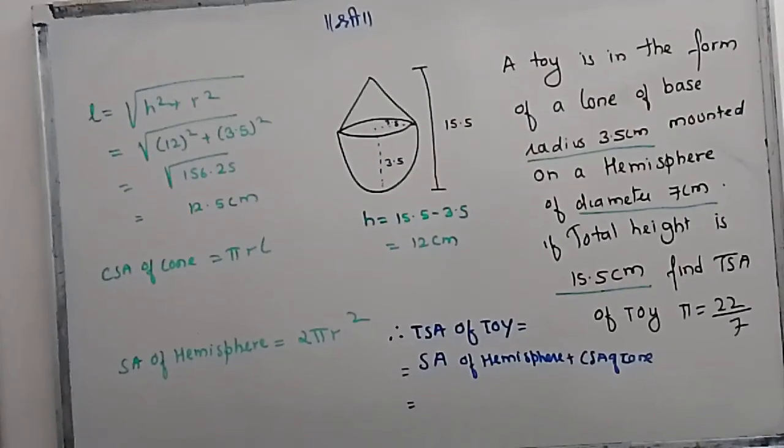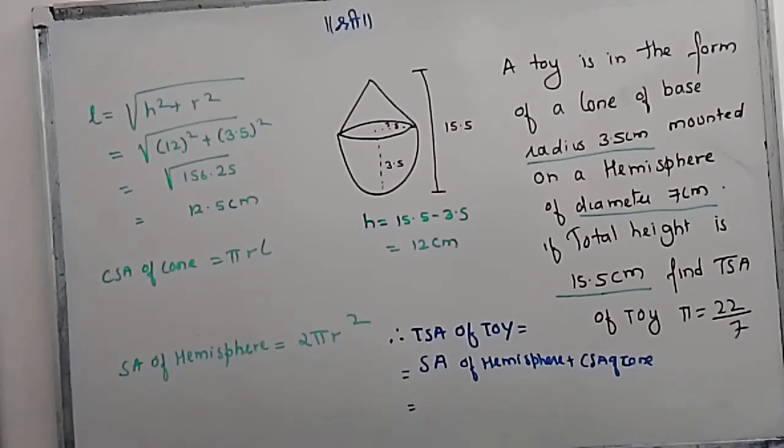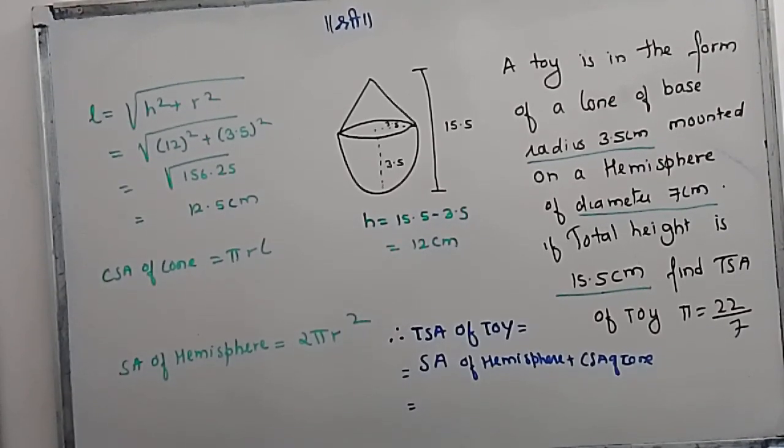This is third type of sum. There is a toy which is hemisphere shape and a cone is mounted on it. A toy is in the form of a cone of a base radius 3.5 mounted on a hemisphere of diameter 7 cm. If the total height is 15.5, find the TSA of the toy. Pi is equal to 22/7.